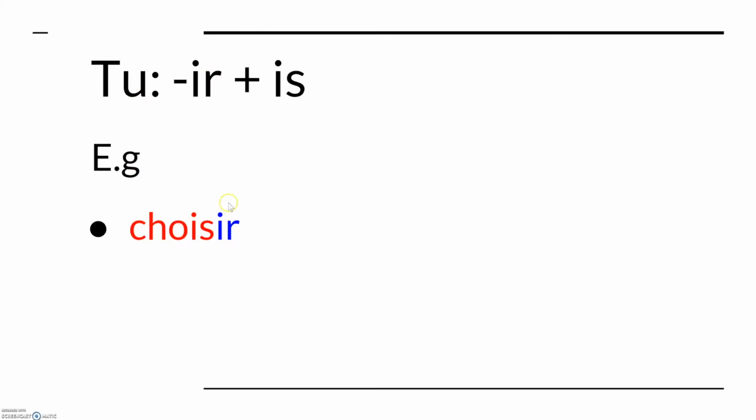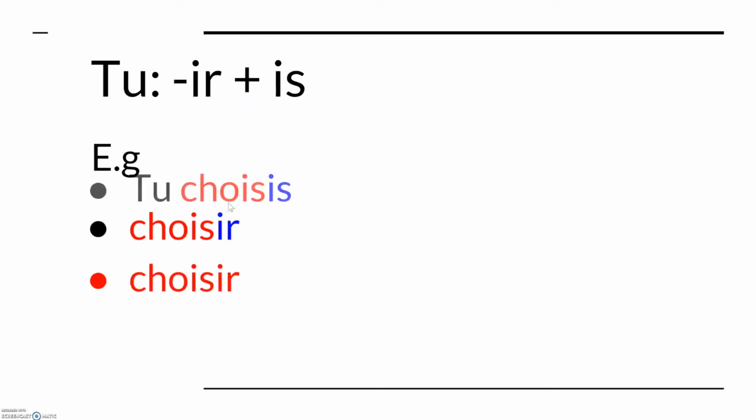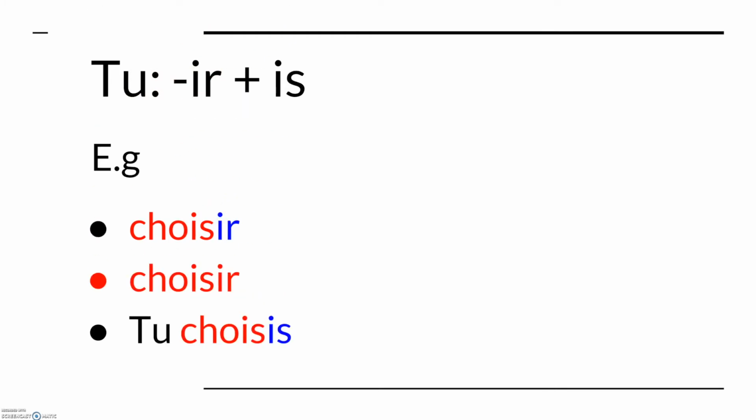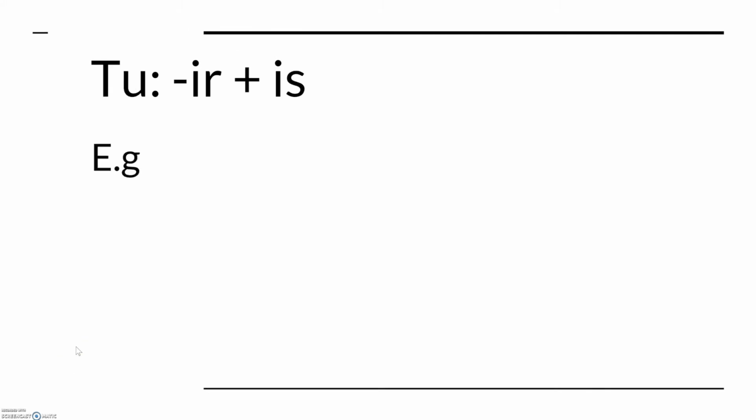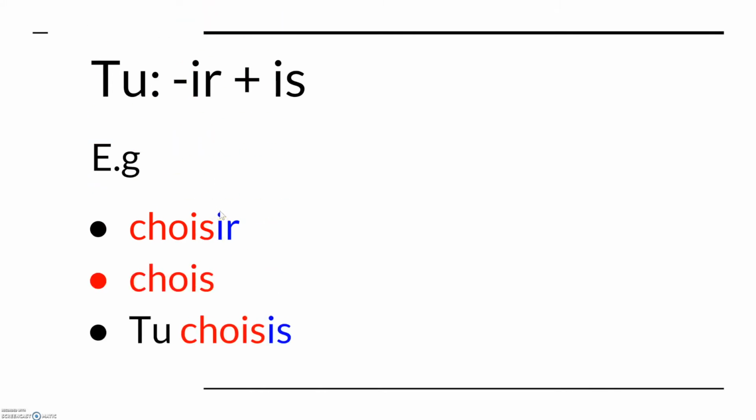For tu, we have the verb choisir, which is to choose. If you want to say you choose, you chop off the IR and you add IS.